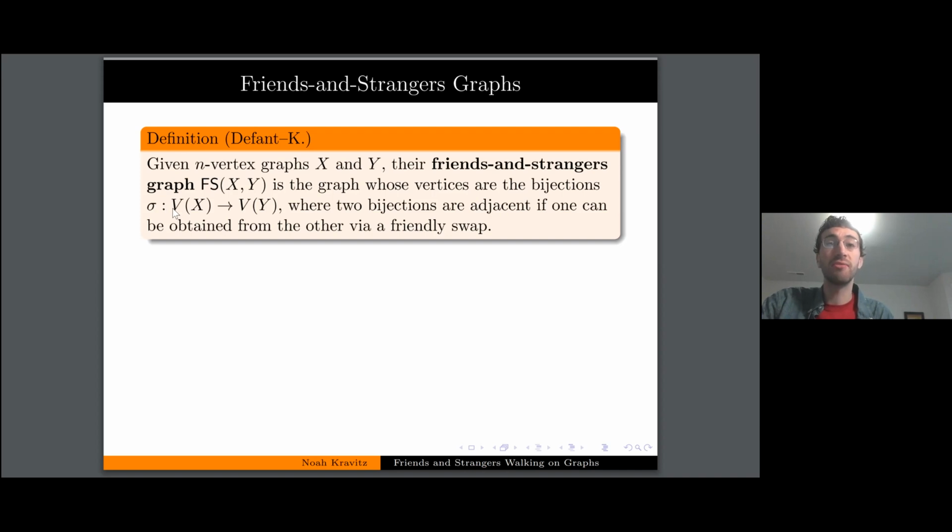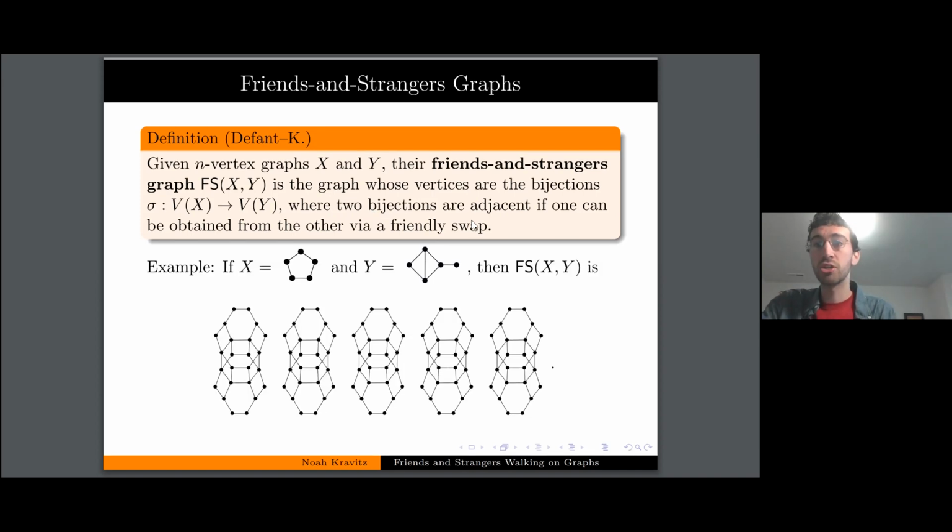So this is just the different configurations of people standing on the graph. Sigma tells you who's standing on each vertex. And then we say that two such bijections are adjacent in the friends and strangers graph if one can be obtained from another by a friendly swap. And so the connected components of this graph, for instance, correspond to equivalence classes of mutually reachable configurations of people under these friendly swaps. And here's a quick example.